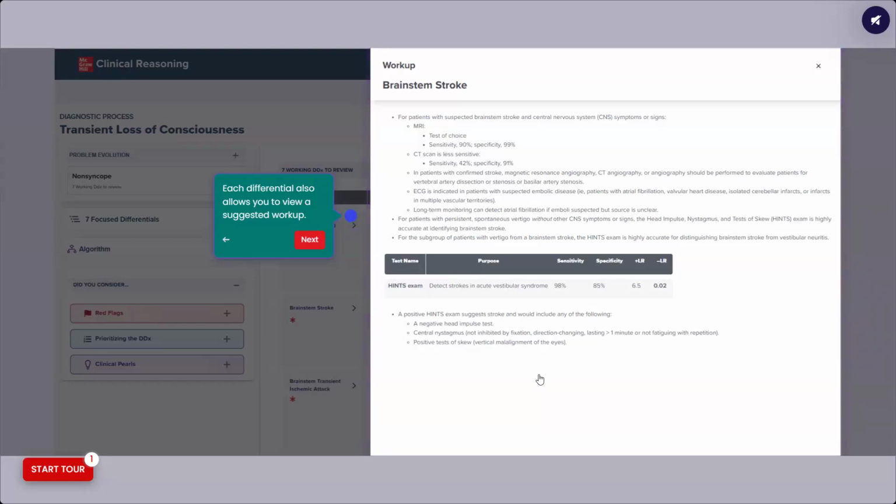So if I'm thinking brainstem stroke, how can I confirm it? First, I need an MRI. It is the test of choice because it's the most sensitive and the most specific. If I cannot do an MRI, CT scan is the next choice, but it is less sensitive. And then other diagnostic tests, like, for example, the head impulse, nystagmus, and test of skew, HINTS exam, which is highly accurate at identifying brainstem stroke. It really provides you with the very specific tests to confirm this diagnosis.